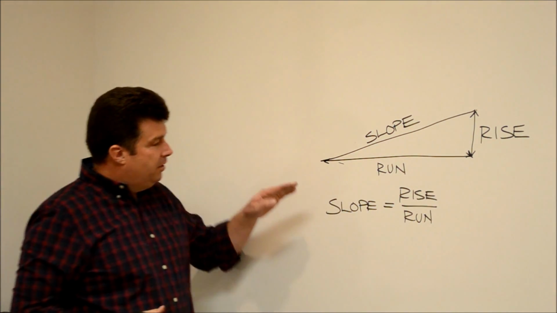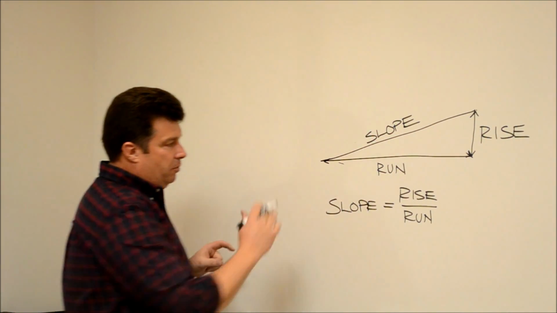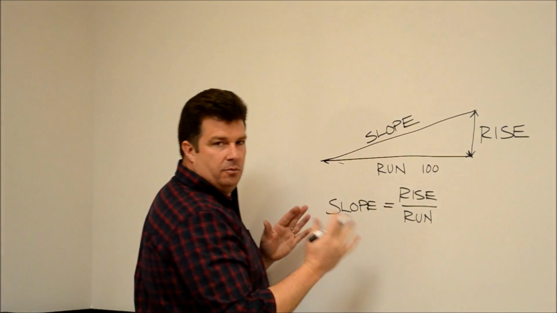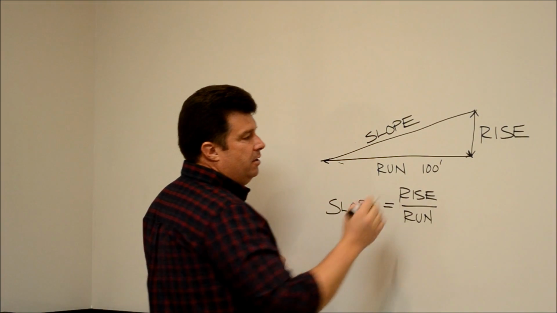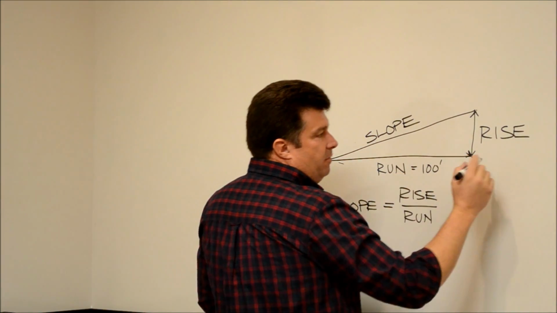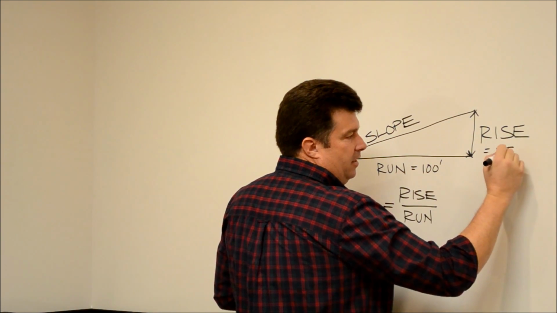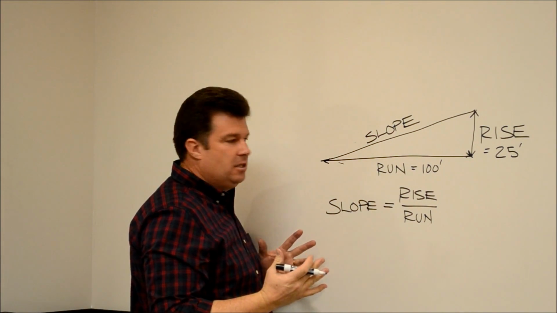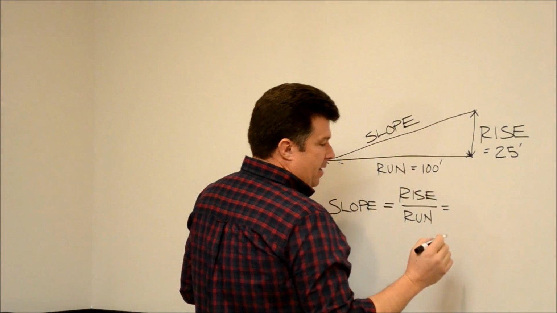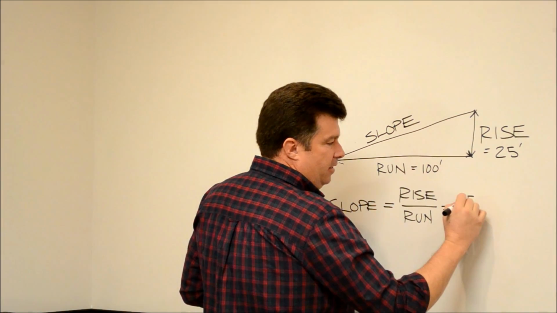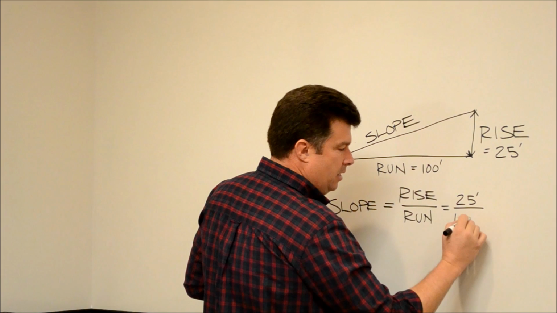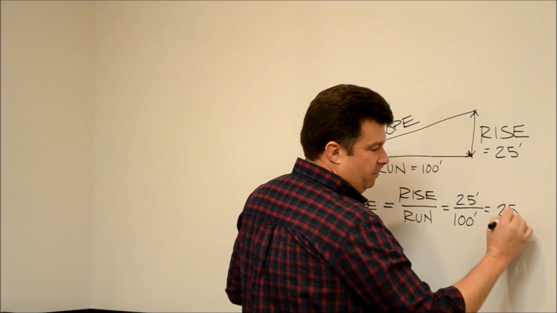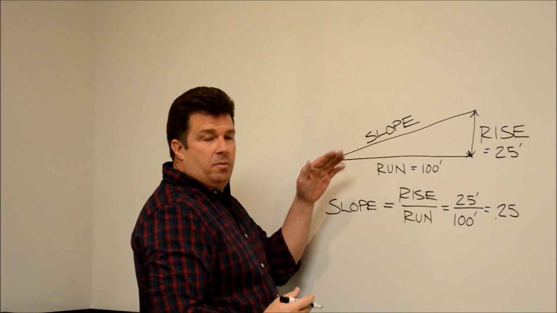So let's do a quick example. I've tried to draw this with a run that's approximately 100 units, we'll call it feet, long. And the rise is about 25 units, which we'll call 25 feet high. Typically you'll use a 100-foot run when you're calculating slope. Makes the math easy. So our rise, 25 feet, we put here in the numerator. In the denominator we put in 100, and of course that ratio comes out to be 0.25. 0.25 is the slope of that line.